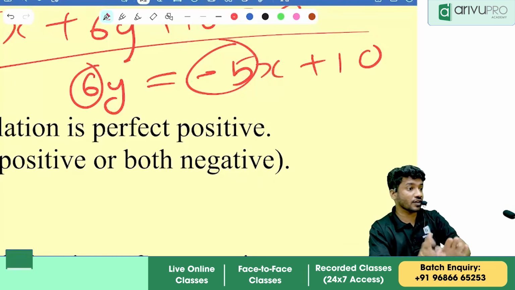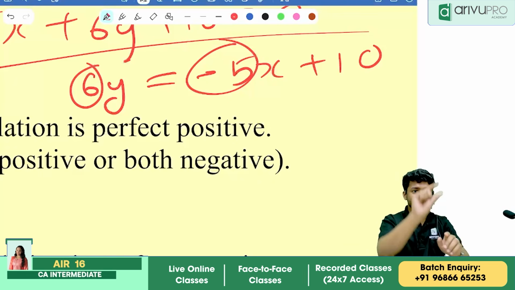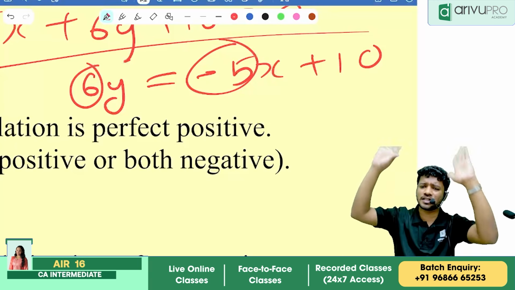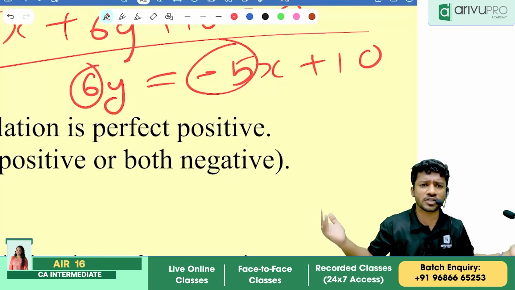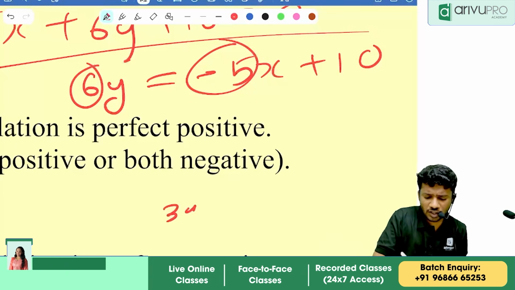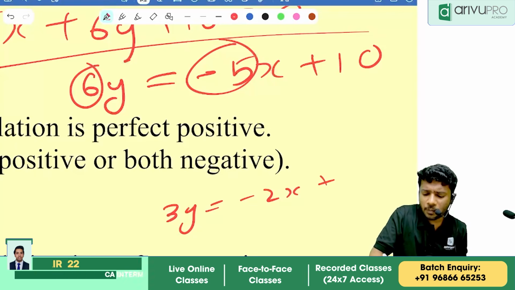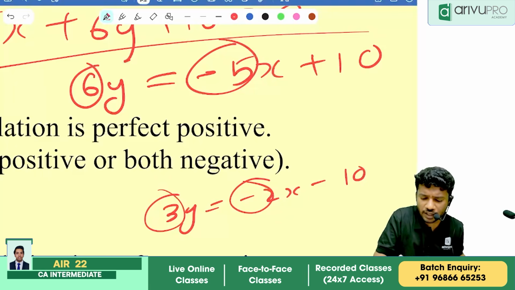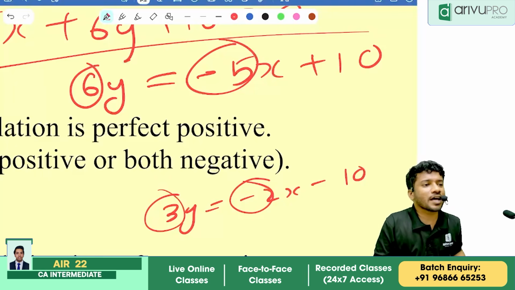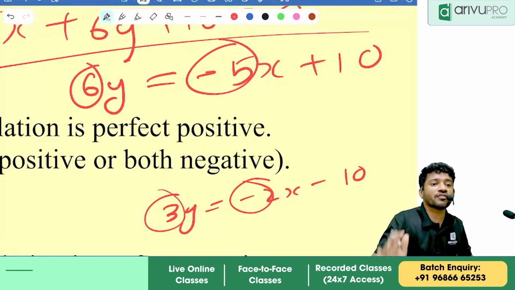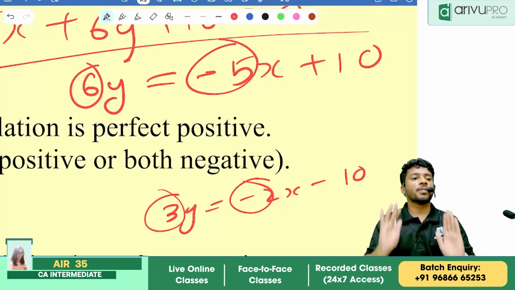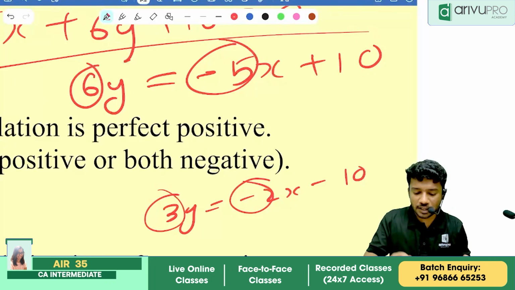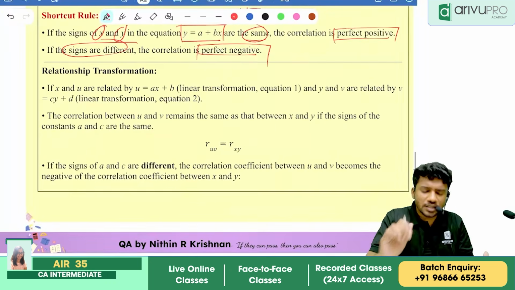If the question is difficult, this will be the question. Okay, they will give a question: 2x plus 3y plus 10 is equal to 0. What type of correlation? We will write 3y is equal to minus 2x minus 10. Now look at the sign of x and y. Are the signs same? No, they are opposite. When they are opposite, perfect negative. When they are same, perfect positive. Remember that.